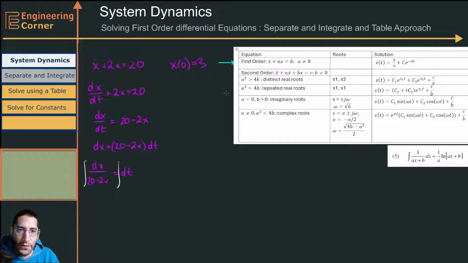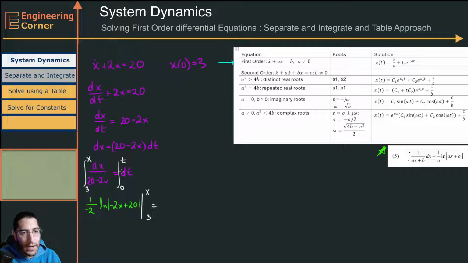Now, I like to involve my initial conditions here. This is my side of time, so I know that at time of 0, x is equal to 3. At time of t, x is equal to some value of x that we don't know. So that's how I find my bounds of integration. Now I can integrate, and I'm actually going to use this entry of a table that you see right here, that helps me integrate 1 over ax plus b. Now my a is this minus 2x term. So when I integrate, I get 1 over minus 2 times the natural log of minus 2x plus 20. And here we have to evaluate this from 3 to x.